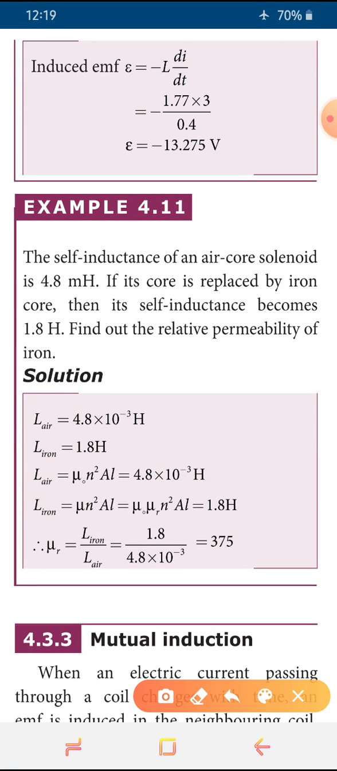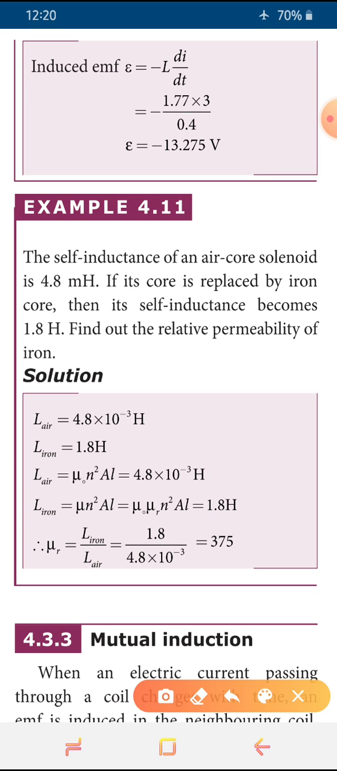Next is induced EMF. For induced EMF we write the formula epsilon is equal to minus L di divided by dt. Induced EMF is given by the formula minus L di divided by dt. Then we are substituting in this. The L value we know is 1.77, and di is 3 minus 0, that is 3, divided by dt, which is 0.4 second. Multiply this and then divide, and the answer is minus 13.275 volt. Okay, this is the answer we got for this question.